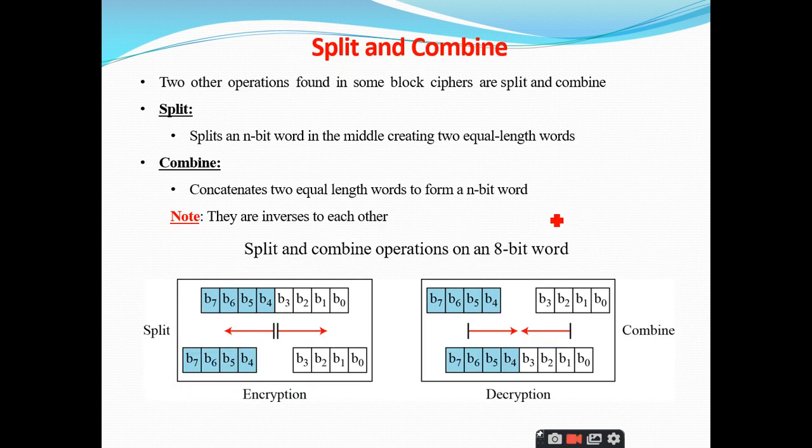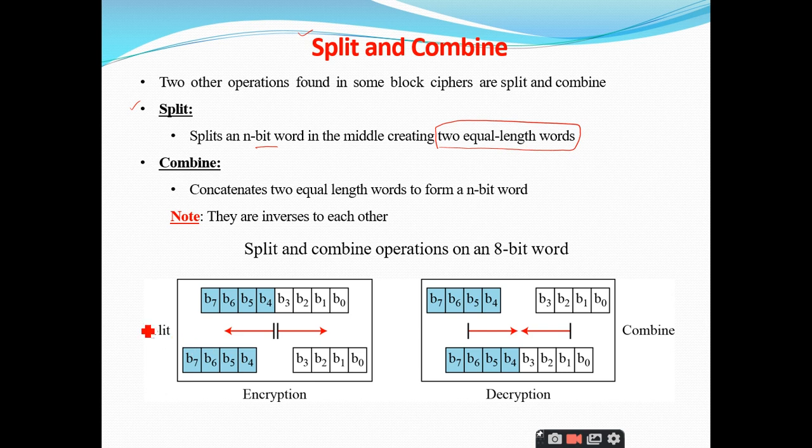Now coming to the last component that is used in modern block ciphers, which is split and combine. So we have 2 other operations found in the same block. One is the split. Split means you divide. Combine means you attach, concatenation, right? Split splits an n-bit word in the middle, creating 2 equal length words. You have to divide it into equal parts. It's not that you take your own n bits and split them, right? You have to split the given number of bits into 2 equal parts.